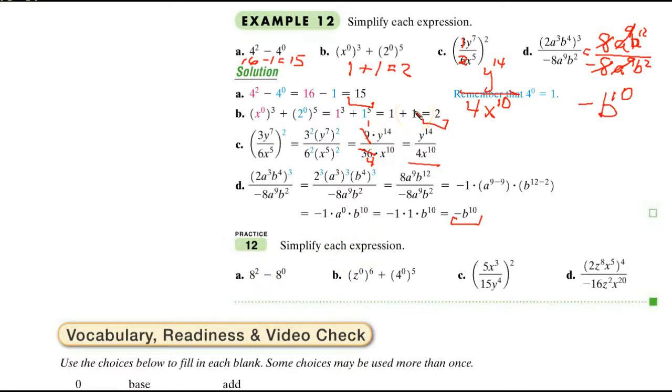Okay, well, lots of practice. Learn your skills. It's not too hard, but there's a couple of different rules in there.